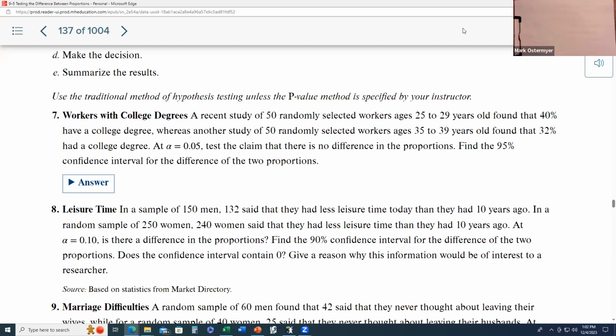And so, class, I would like you to conduct this test 2 ways: critical value method, p-value method, and also then find the confidence interval for the difference between these population proportions. So all 3 of those things. Go ahead, I'll give you time to do this problem. We'll call this classwork number 1, number 7 here. Classwork number 1.